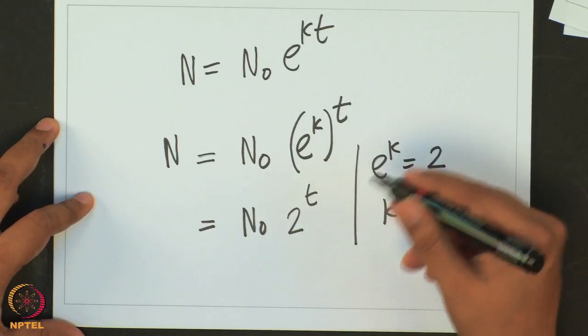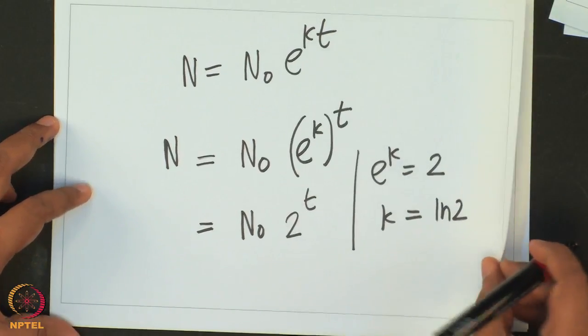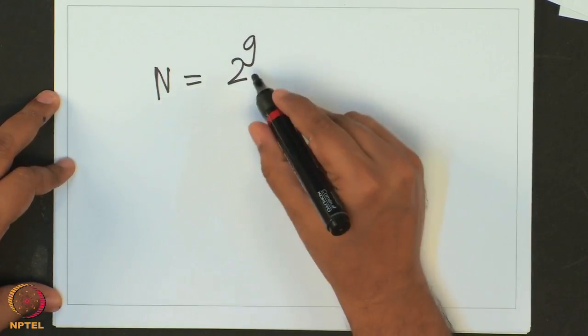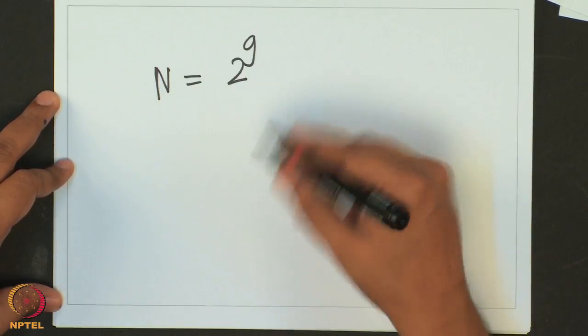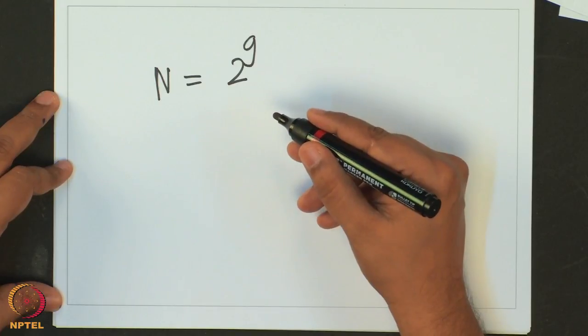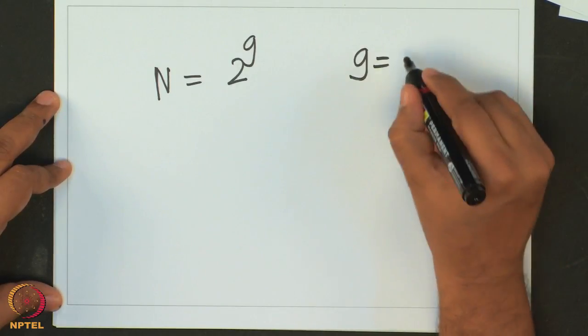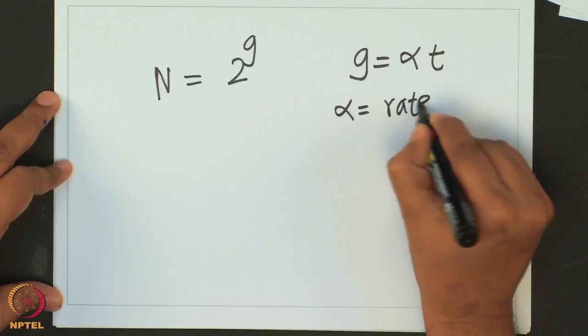Very often you would also want to write 2 power n. You would have heard about bacterial growth as 2 power some generation time. So what you would have heard is n is equal to some 2 power g. In the 0th generation this is 1, second generation 2. How do we convert this to the exponential thing that we learned now? One is this g, which is the generation, I could write as alpha t. What is alpha? Alpha is rate of growth.